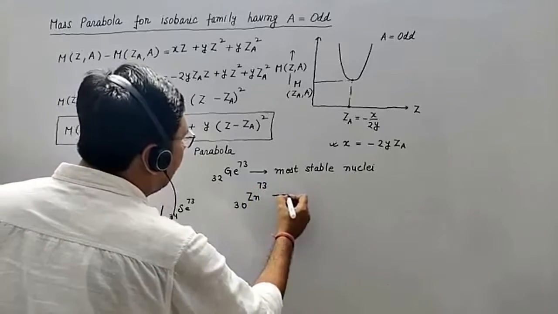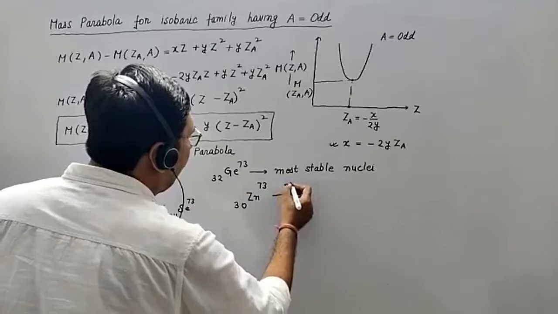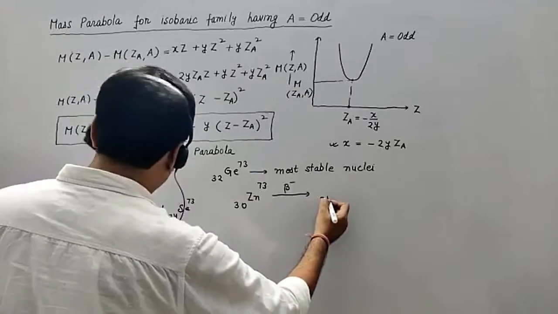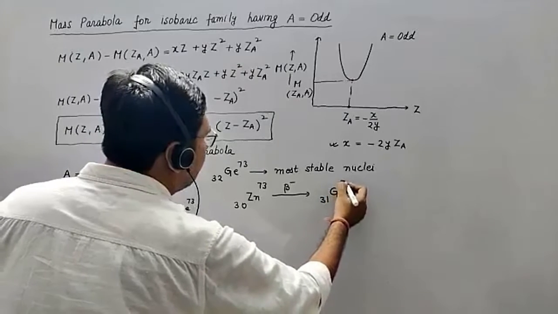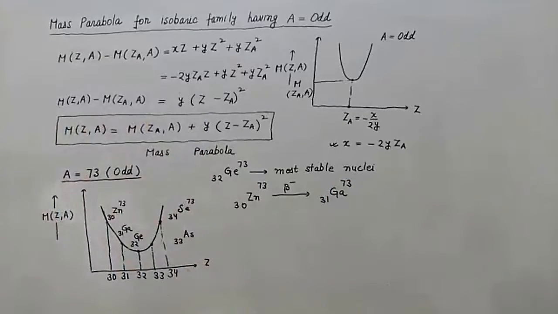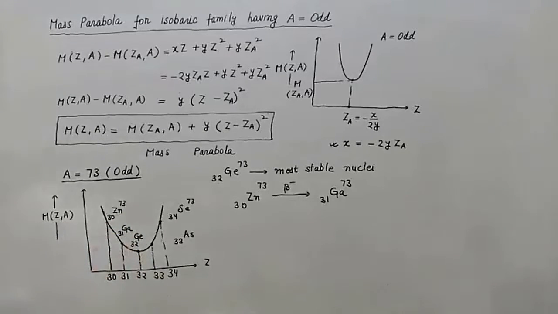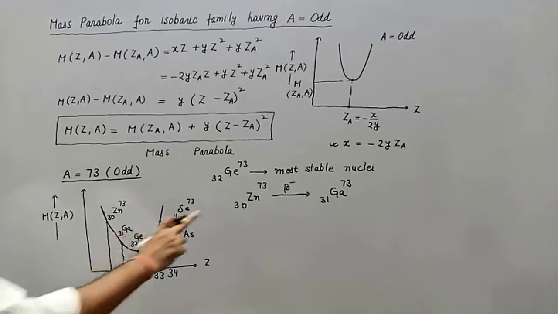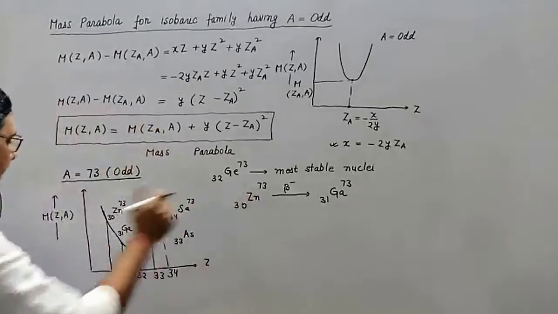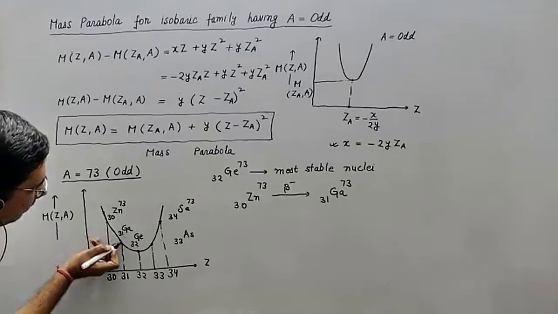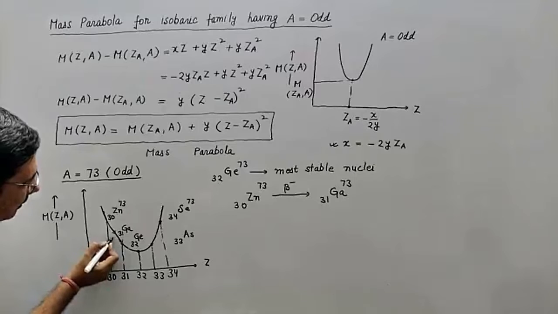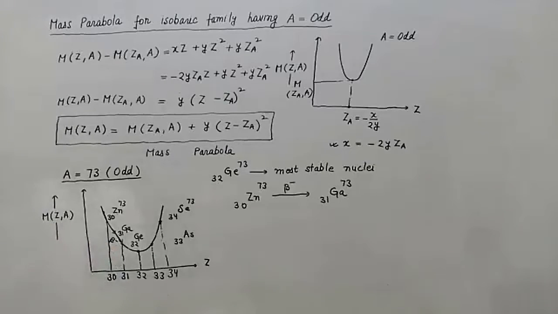30Zn73 will emit a beta minus particle, and it will convert into 31Ga73. So basically, if the number of neutrons is higher as compared to protons with respect to the stable configuration, then a neutron will convert into a proton inside the nucleus and a beta minus particle will be emitted. So this 30Zn73 will emit a beta minus particle, and this 30Zn will convert into 31Ga.